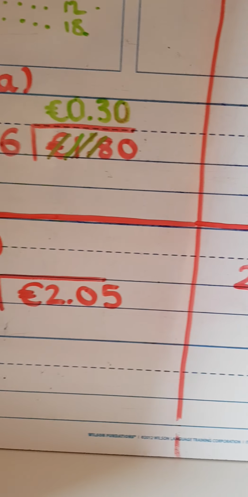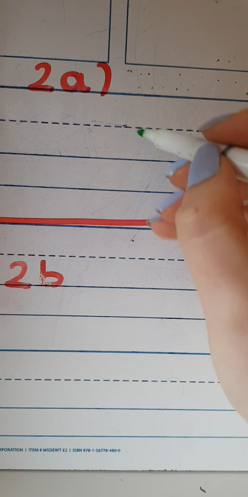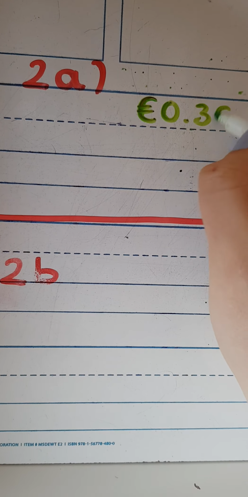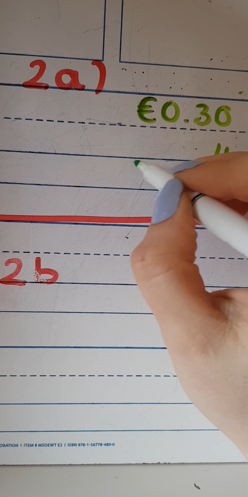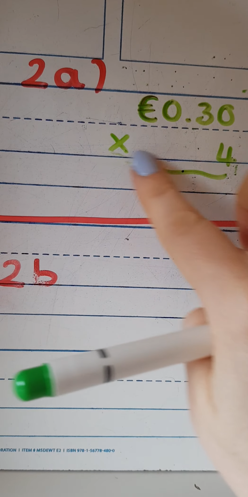So I'm going to use my answer from 1A to help me with 2A. So 2A wants to know the price of 4 apples. So I'm going to put in what I got for my answer. It was 0.30, so 30 cent. And I'm multiplying it by 4. It's not a very straight line.